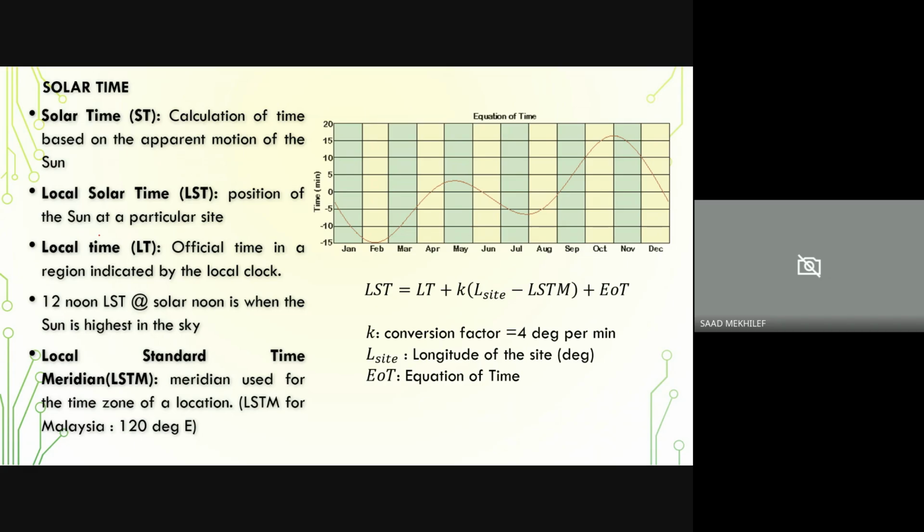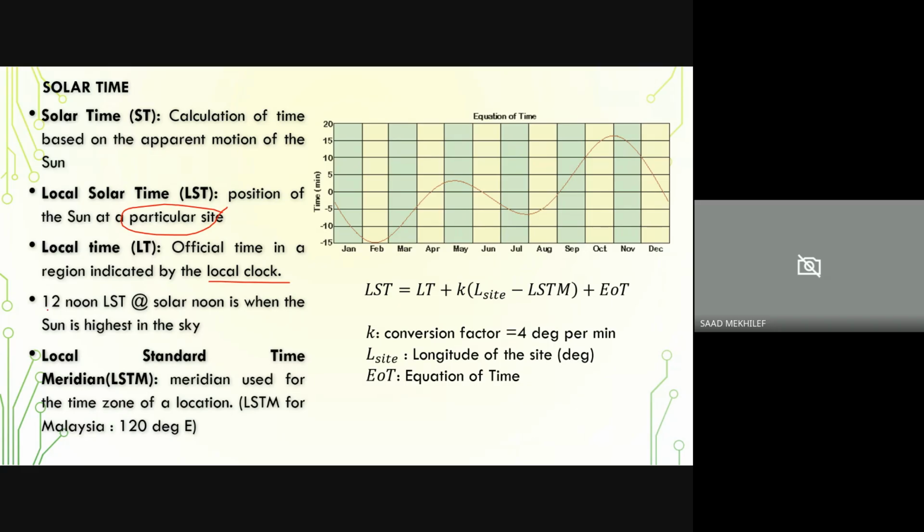But when doing the calculation for solar, we use a different time. We call it the ST, which is the solar time. This local solar time is the position of the sun at a particular site. That's what we care about. We don't care about what the time is on the clock. And then we have what we call the local time, which is the official time of the region, which we use by local clocks.